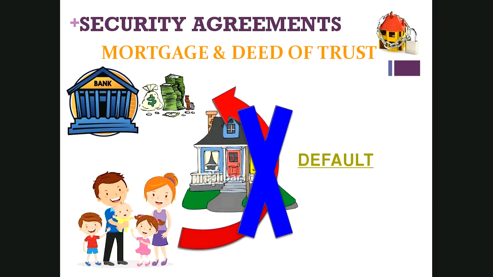They're both going to have provisions for default, right? Neither one of them wants you to default, and they're going to have provisions that say if you default, what the consequences are. And one of those consequences of default is foreclosure. Both the mortgage and the deed of trust are going to have a foreclosure provision.